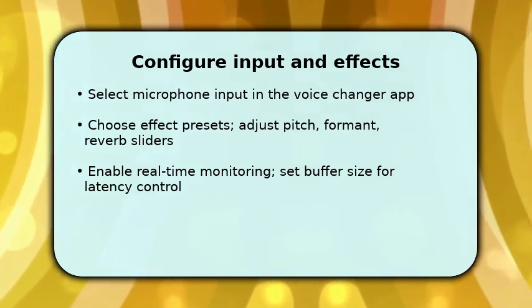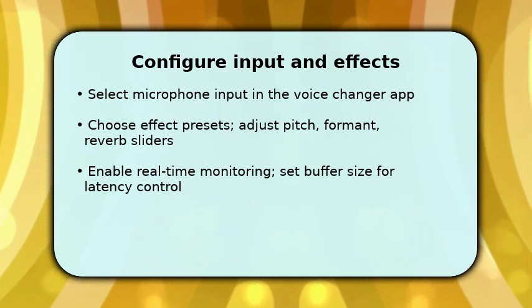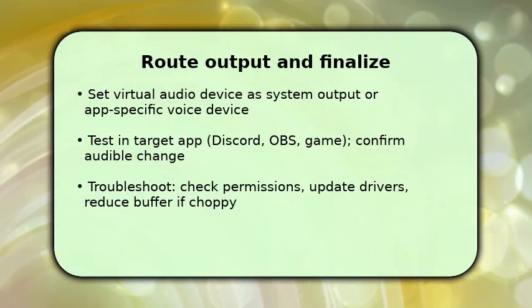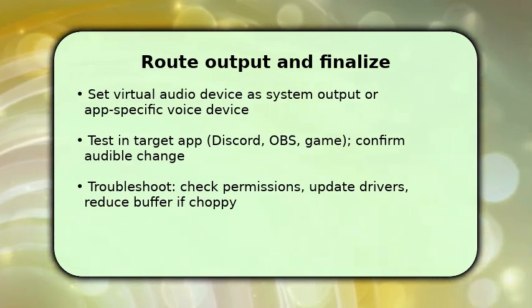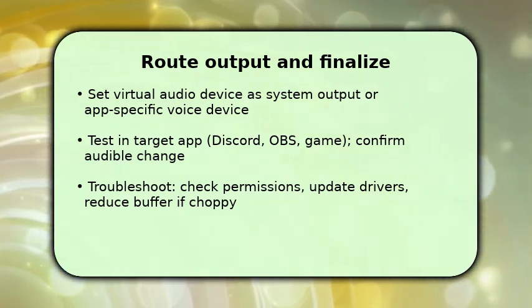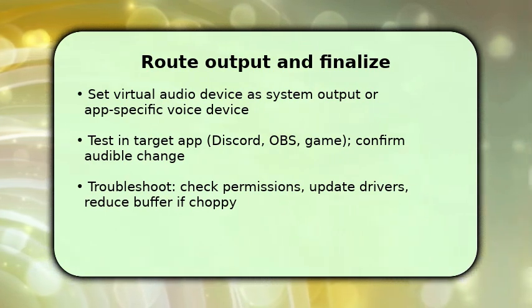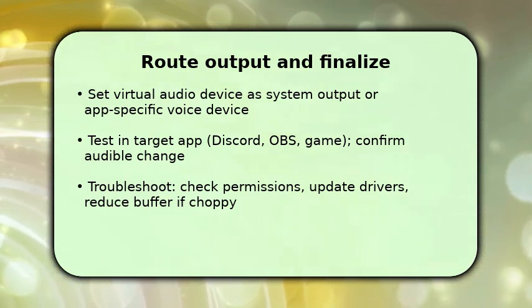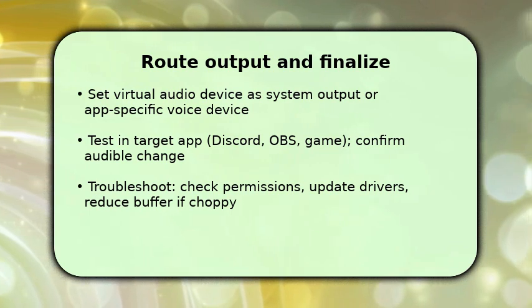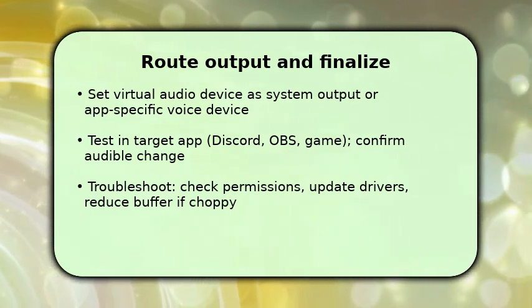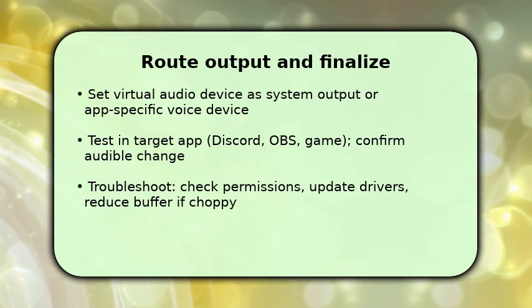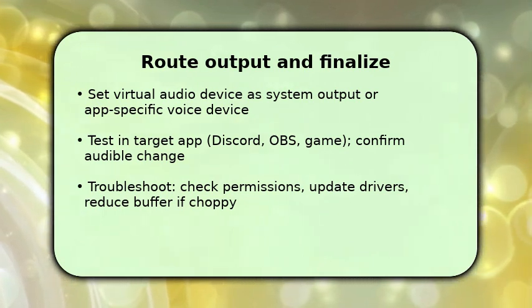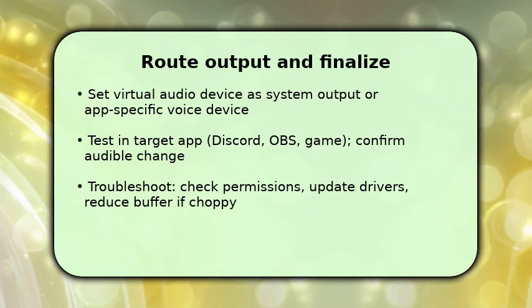Finish by routing the processed audio to your target. Set the Voice Changer's virtual audio device as the output in system settings or directly in the app you'll use for chat or streaming. Then test in the target application. Speak and confirm the altered voice is transmitted. If it works, save your profile. If not, check microphone permissions, update audio drivers, and ensure the virtual device is selected. One key troubleshooting tip: reduce buffer size.